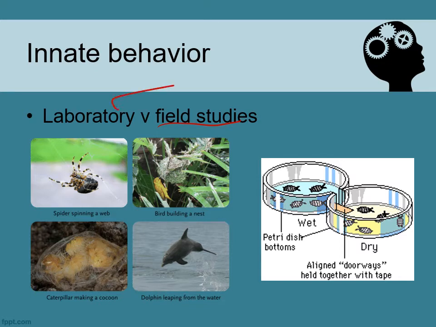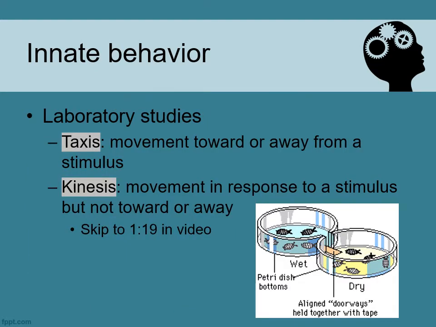Labs are super cool because we can control lots of variables, and so it sometimes makes it a little bit easier to collect data. But of course, now we're observing behaviors that are in a lab, not in a natural environment, and so we're not sure how relevant those behaviors might actually be. So two kinds of innate behavior that we can study in a lab, and we are actually going to do this lab, are taxis and kinesis.